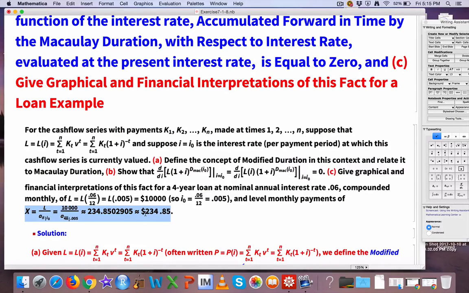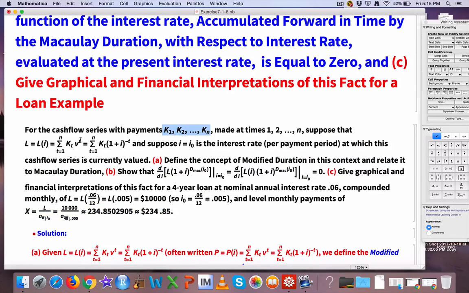But now we're going to turn it around and say, ultimately here, pretend this $234.85 at the end of every month for 48 months is the cash flow.